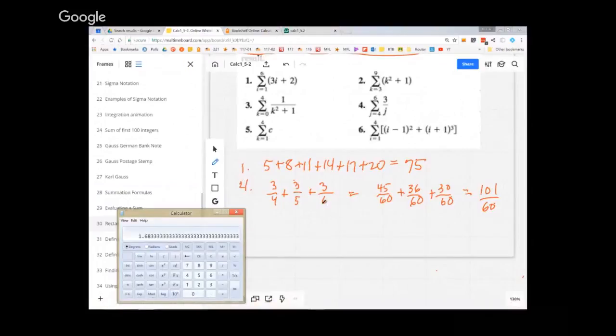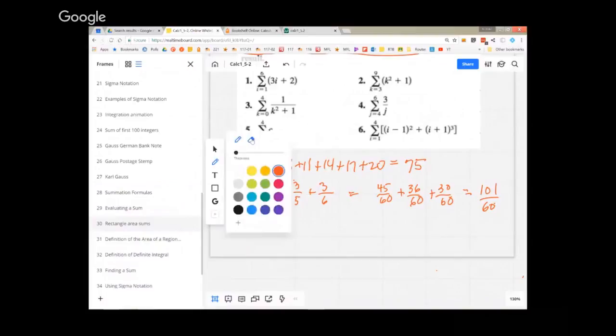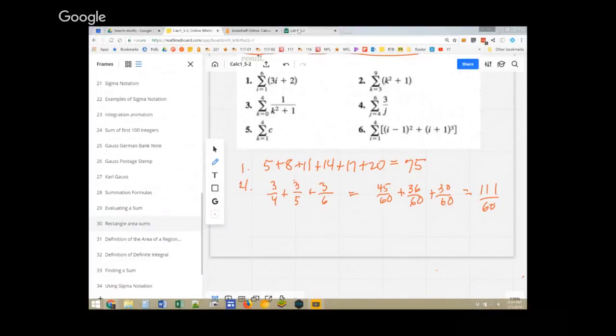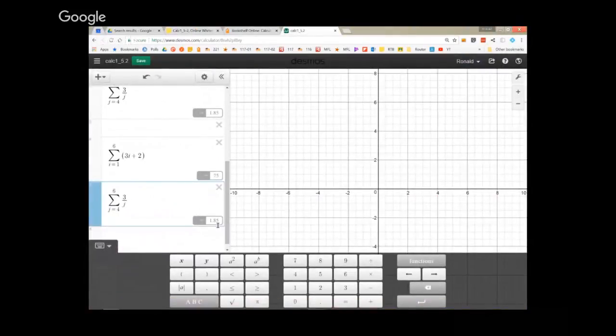Let's check that out. The final answer should be 111. Thank you. I added wrong. Thank you very much. So 45 plus 36 is 81. Yeah, 81 plus 30 is 111. Okay. And now 111 divided by 60. Yep, and you can see it's the correct answer, 1.85. So anyway, very nice. Use Desmos as your verifier.